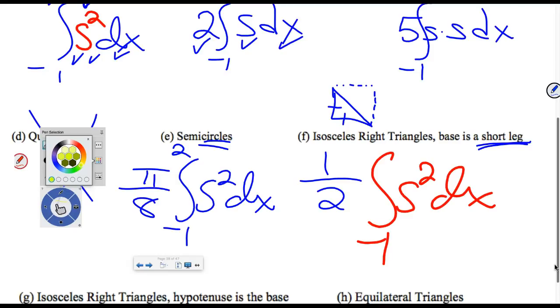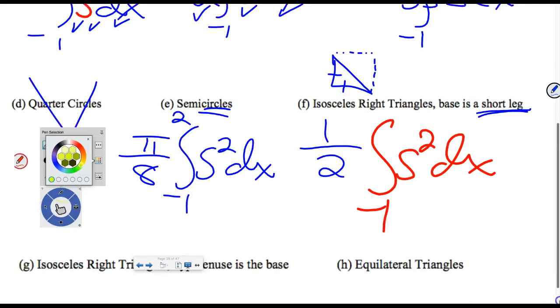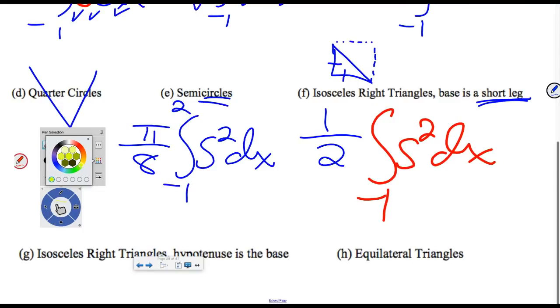Equilateral triangles require a different multiplier out front. You do need to remember that has to do with the 4s and the 3s. What's the multiplier for the equilateral triangle? With 3/4, integrate s squared dx.